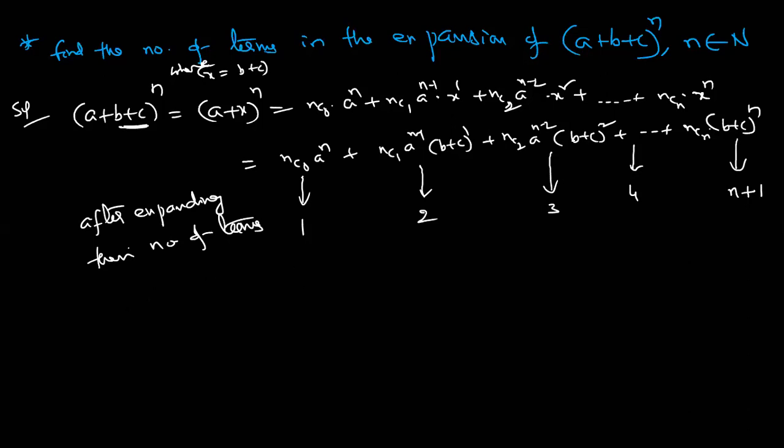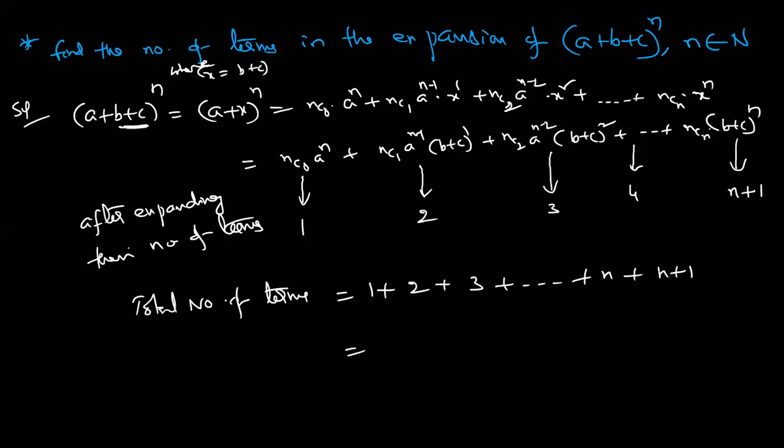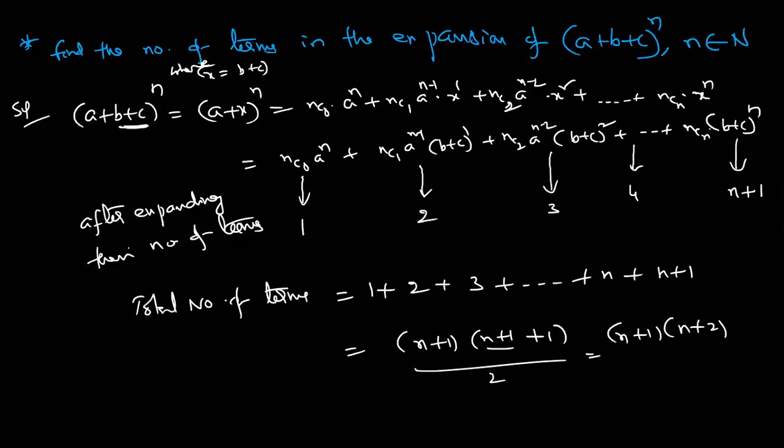So, what is the question? Therefore, total number of terms is, what is the formula? 1 plus 2 plus 3 and so on, n plus 1. What is the formula, anyone? Sum of the first n natural numbers. What is the formula? (n + 1)(n + 2) by 2. Fine.